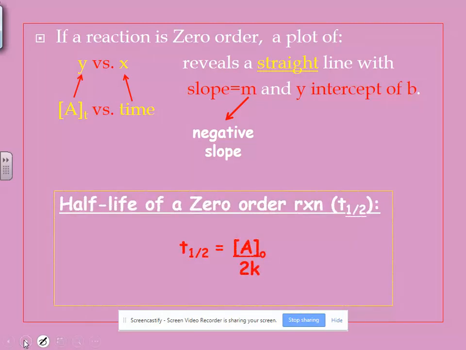The half-life of a zero order reaction is calculated by taking the initial concentration of A and dividing it by 2K. Again, K is your rate constant. So for the graph of a zero order, you would have plotted concentration of A versus time, and you would end up getting a graph with a negative slope. Straight line. Pretend that's a straight line.